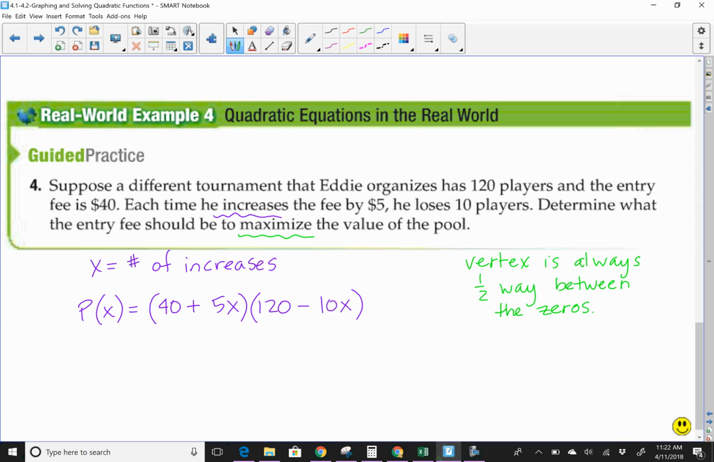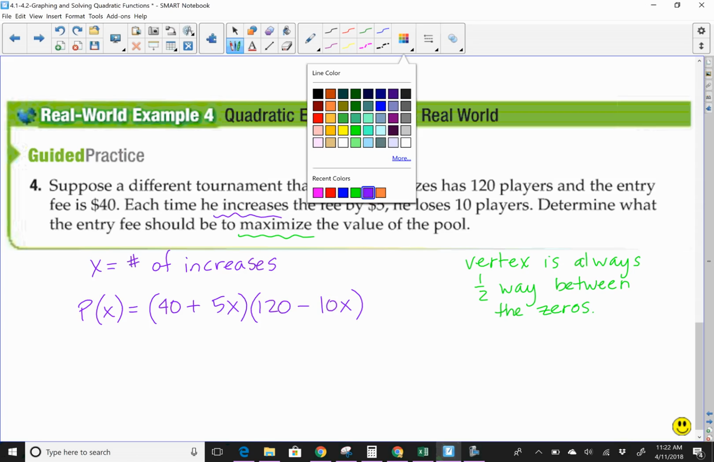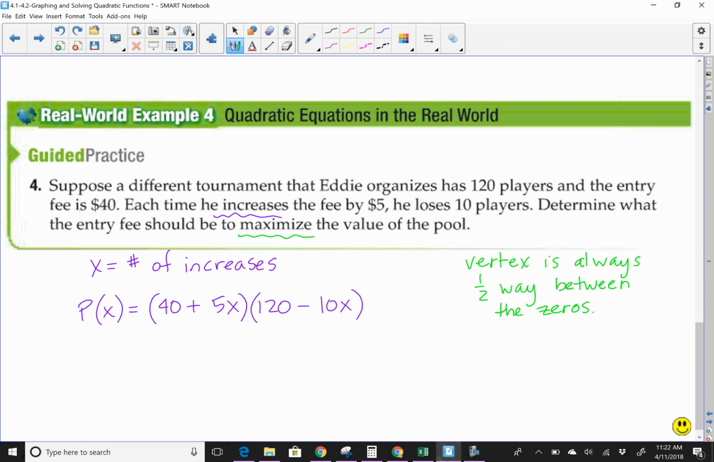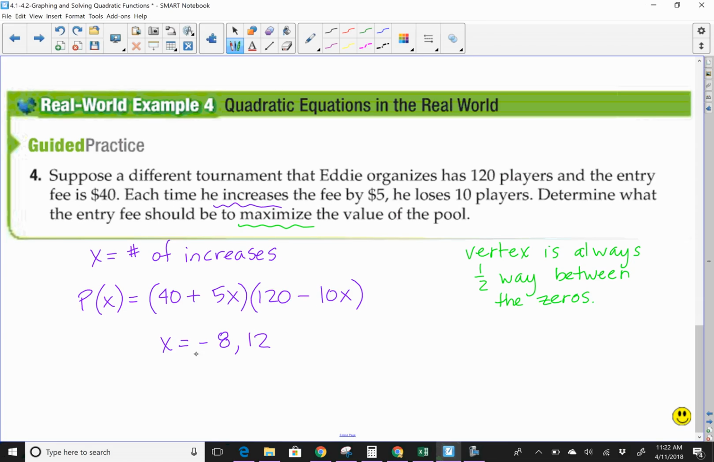Okay, so it's going to be easier to solve this problem by taking each of those, setting them equal to 0. So when I set that equal to 0, I'm going to get x equals -8. When I set this equal to 0, I'm going to get x equal to 12. Those are my zeros. All right, what's halfway between? Halfway between means I'm finding the midpoint. So -8 plus 12 divided by 2 is, of course, 2. So that is the x coordinate of my vertex.